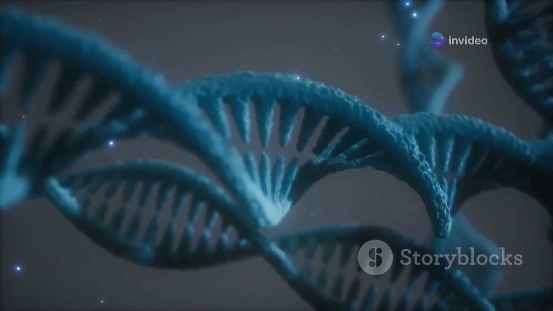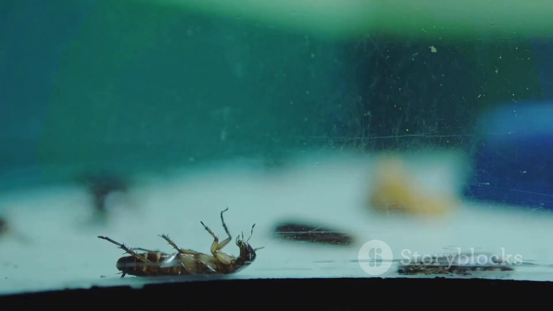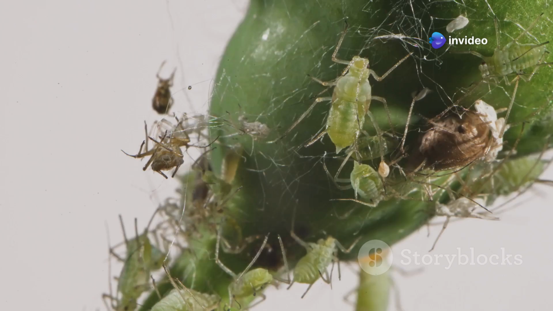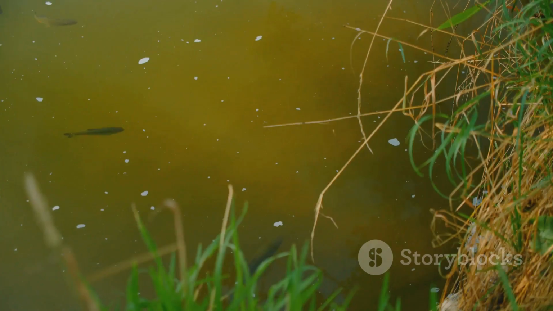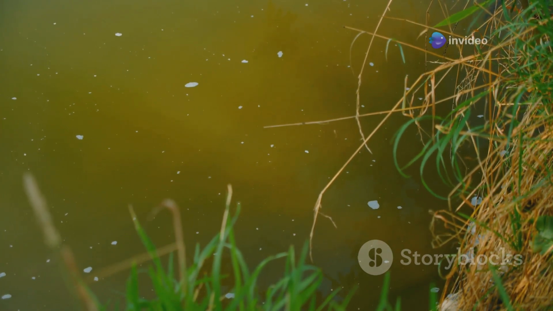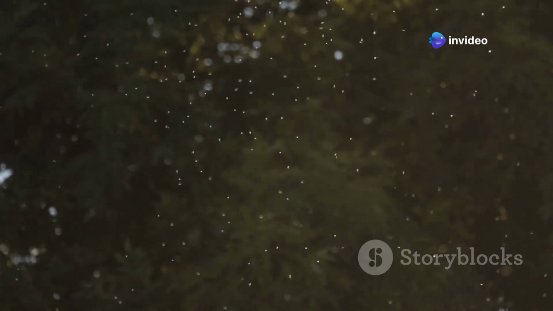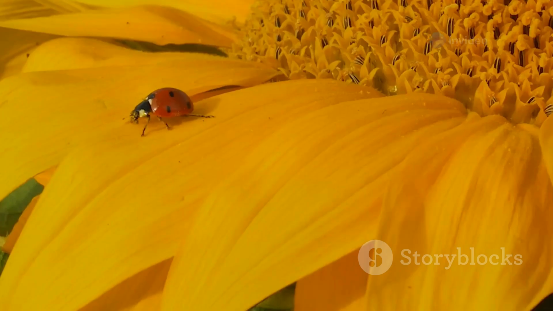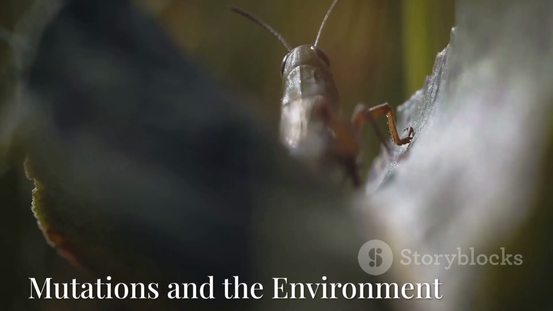When radiation hits DNA, it can break the bonds that hold the DNA molecule together. This damage can lead to errors during DNA replication. Chemicals are another type of mutagen. Some chemicals can directly alter the structure of DNA. Others can interfere with the enzymes that copy and repair DNA. Exposure to certain pesticides and pollutants can increase the rate of mutations in insects. Understanding the causes of mutations is crucial for assessing the impact of human activities on insect populations. It also helps us develop strategies to protect beneficial insects from harmful mutations.